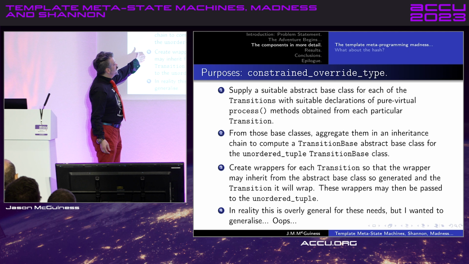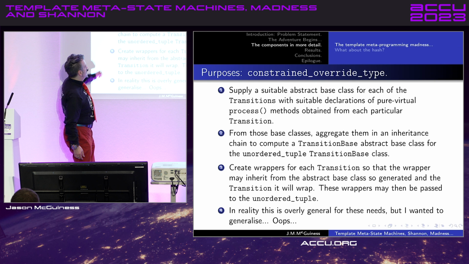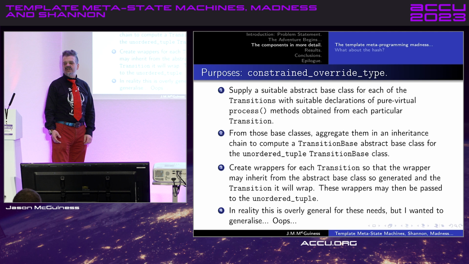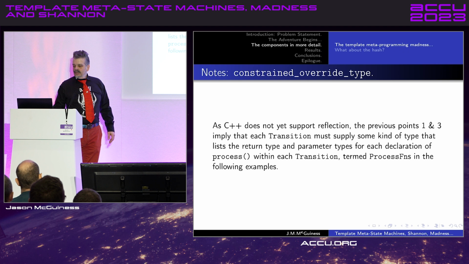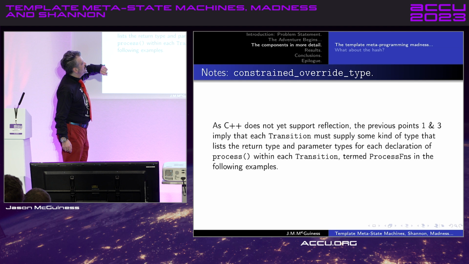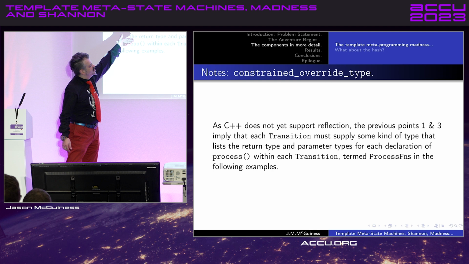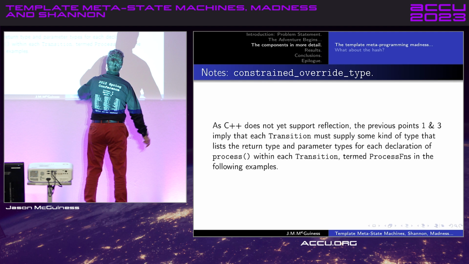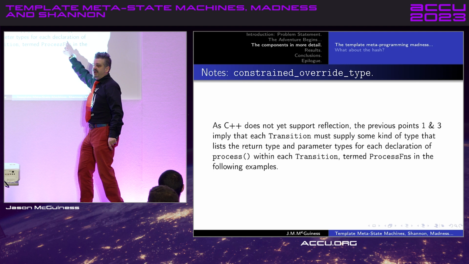So we've got these wrappers for each transition, and each inherits from all these classes that are generated. And then we can put them into the unordered tuple. Yes, I know this is overly general for what I needed, but you know, I'm a C++ programmer. Let's generalize. As I mentioned, C++ doesn't support reflection yet. So that's why we have these signature types embedded within each transition, so there is intrusiveness to this library. I'm going to generically call these process functions, going from particular to template, hence the capitalization.